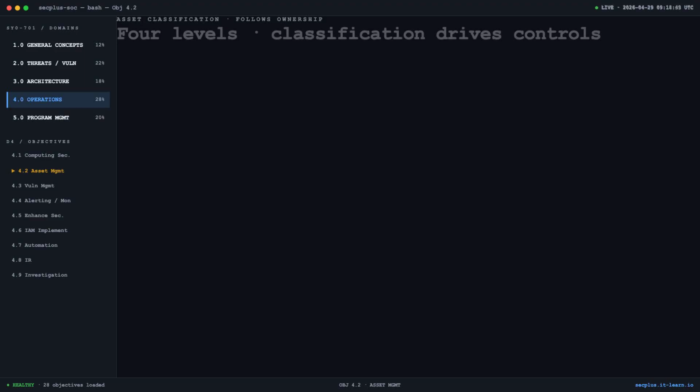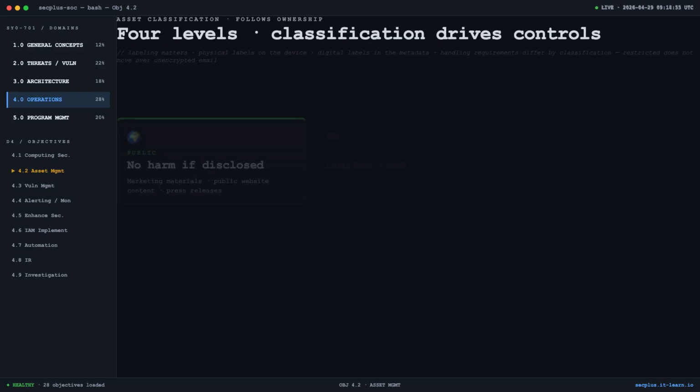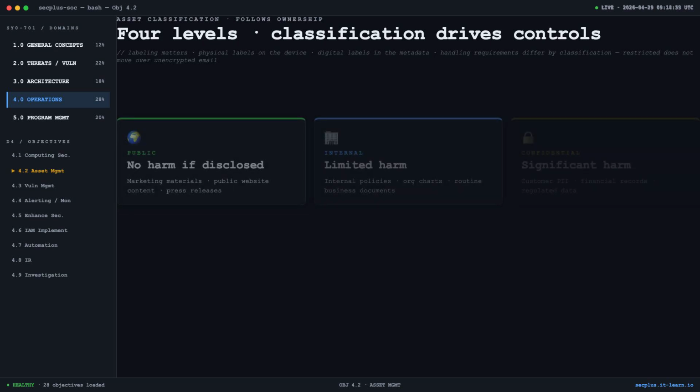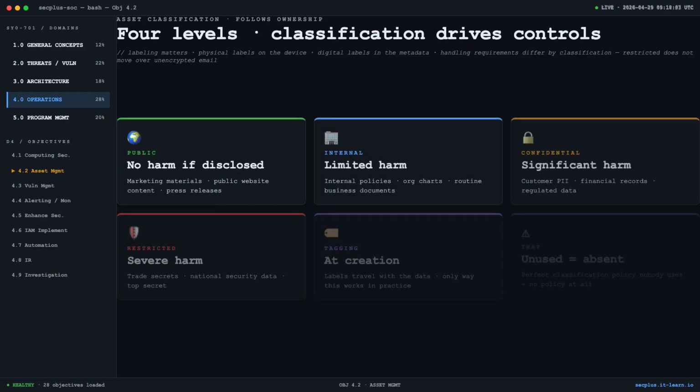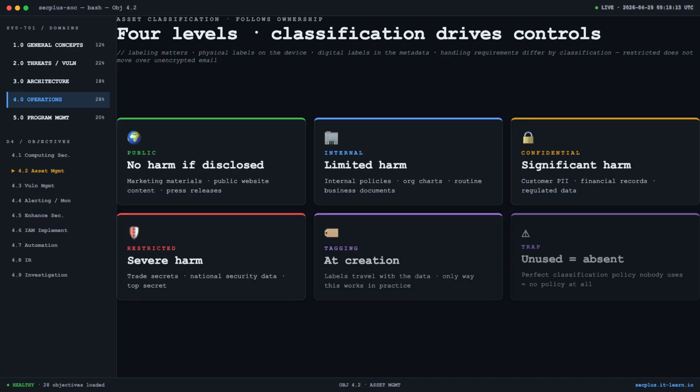restricted or top secret, severe harm, trade secrets, national security data. Labeling matters: physical labels on the device, digital labels in the metadata, both reflect classification. Handling requirements differ by classification: who can access, how it is stored, how it is transmitted. Restricted data does not move over an unencrypted email. Confidential data does not get copied to a personal USB drive. The classification drives the controls.